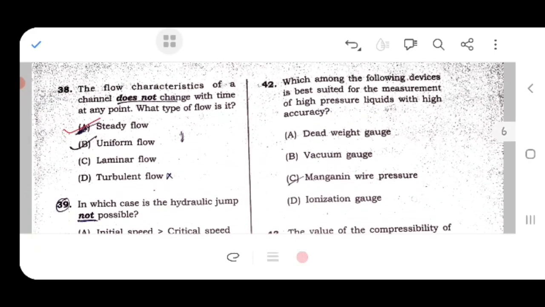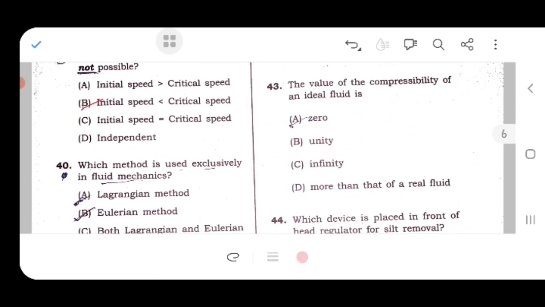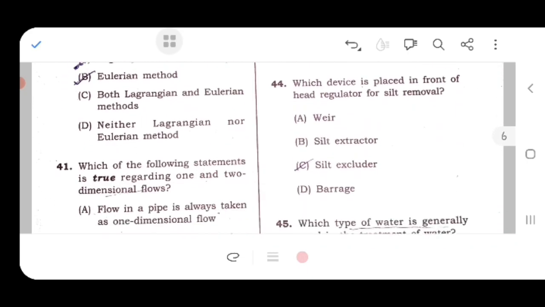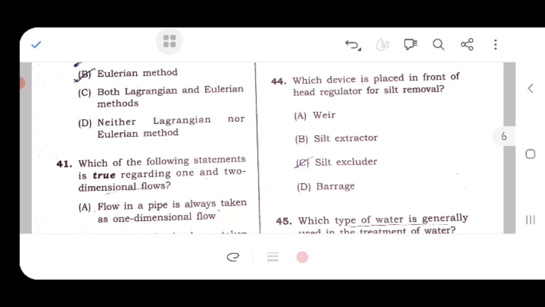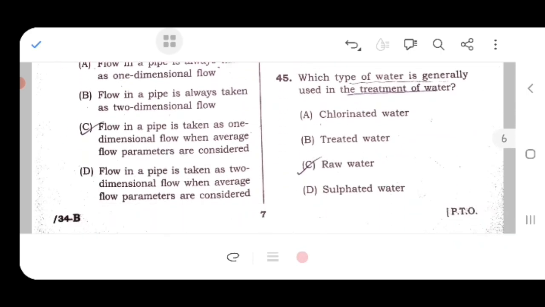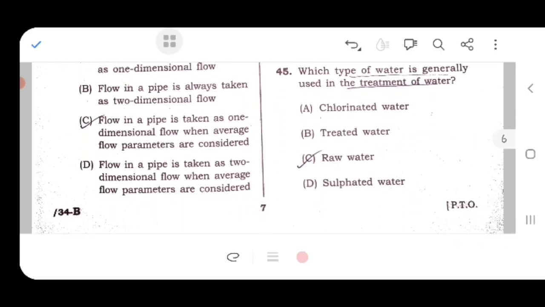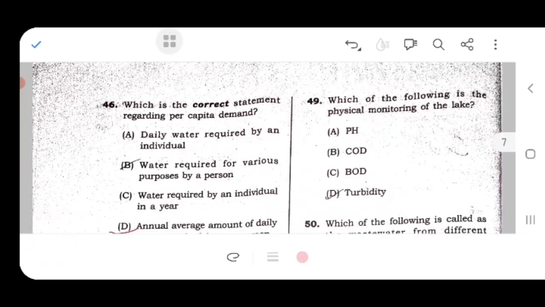Which among the following devices is best suited for the measurement of high pressure liquid with high accuracy? Manometer, wire pressure. Value of compressibility of an ideal fluid is 0. Which device is placed in front of head regulator for silt removal? Silt excluder. Which type of water is generally used in the treatment of water? Raw water.